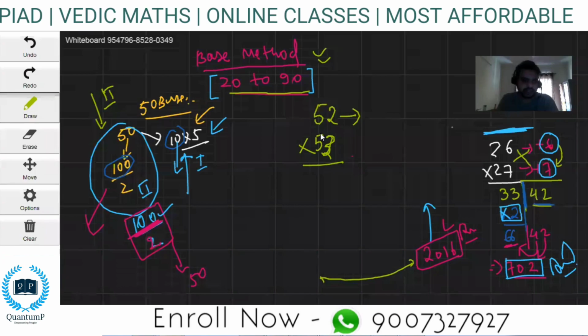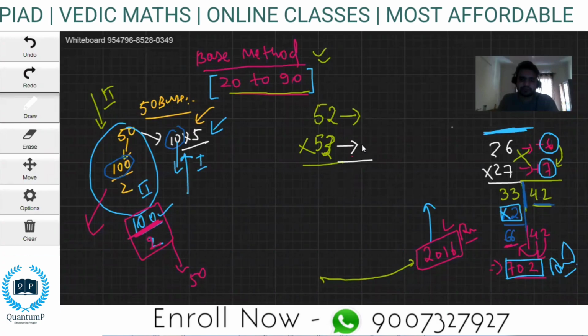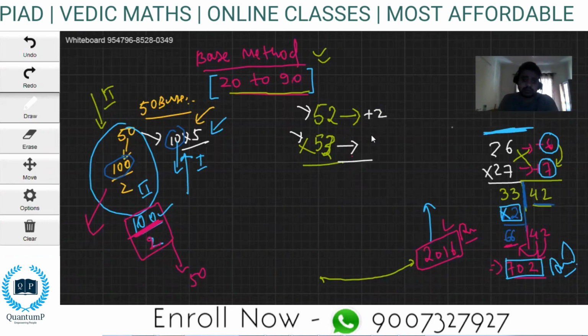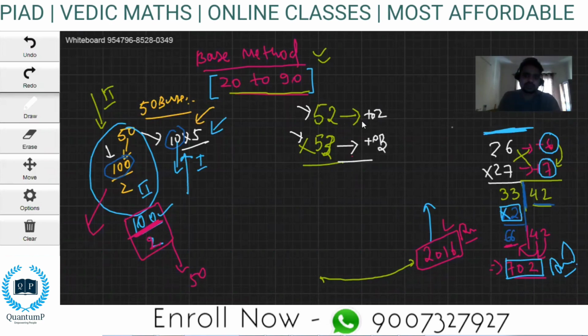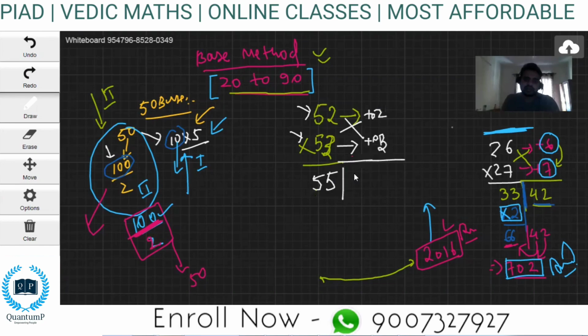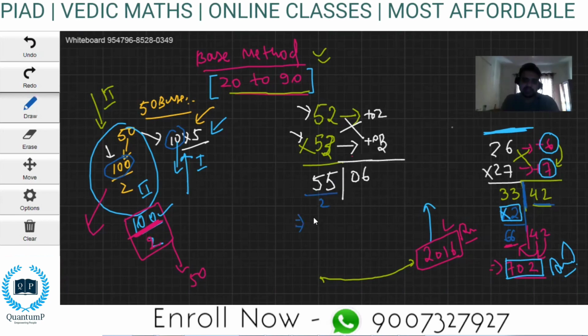So you see that we have taken one sum, as I said, where we have taken one even number, one odd number. So we are writing here +2. Actually we are doing it by 100 base. We'll write here 02, and here +03. Then we'll do cross. So if we do cross, then we'll get 55 and we'll write 06. Then this will be divided by 2. 55 by 2, you'll get a decimal number. So that is 27 and a half, and 06 is there.